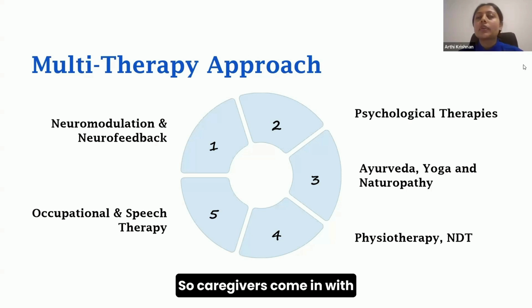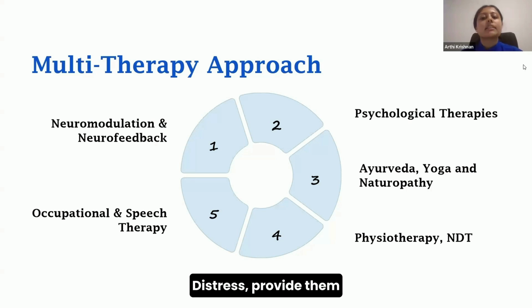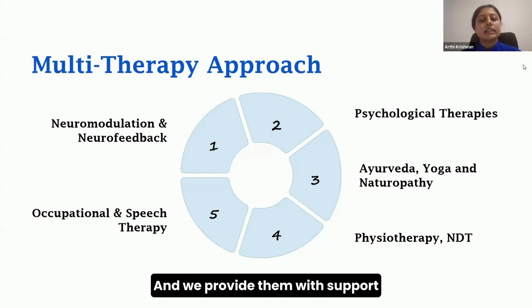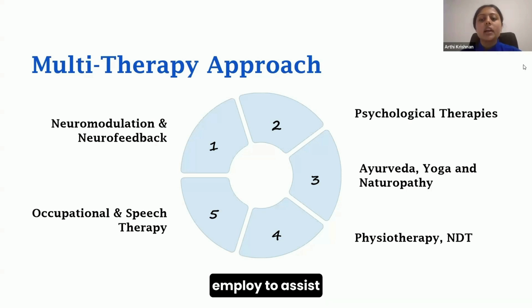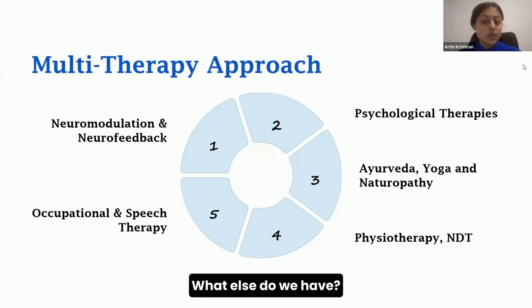So, caregivers come in with a lot of distress, right? That I'm finding it hard to take care of my child who has autism spectrum disorder or other conditions. So, we address that caregiver distress, provide them with a safe space to open up about their concerns, and we provide them with support. And we provide them with structured tools and techniques which they can employ to assist better outcomes in their children. What else do we have?